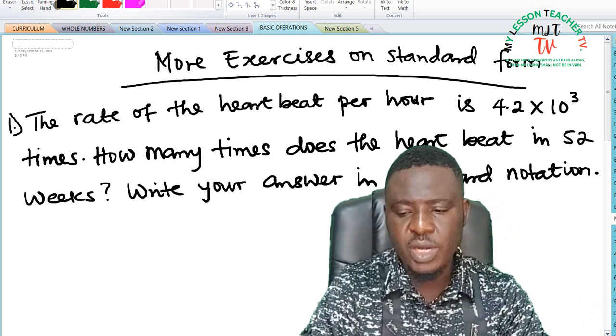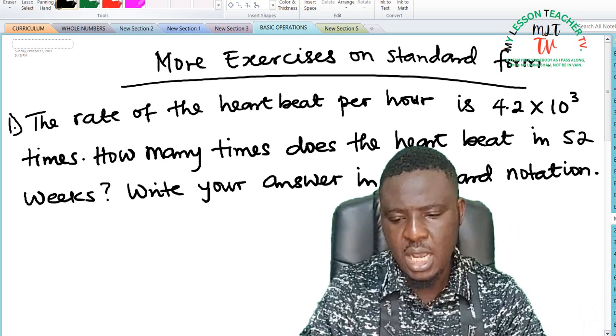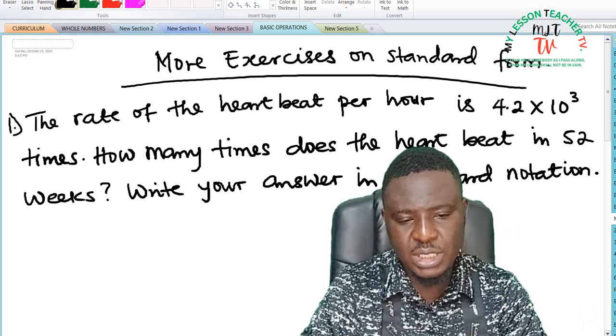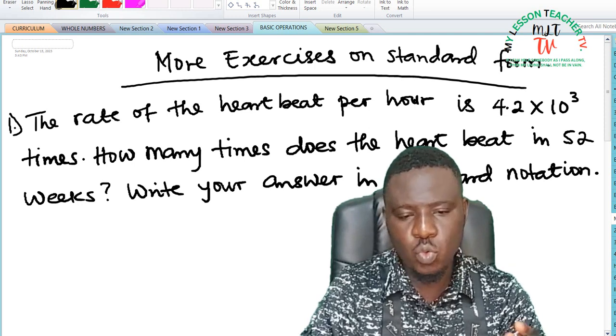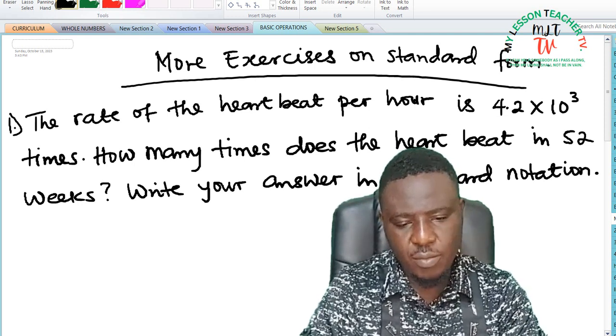Question 1 says, the rate of the heartbeat per hour is 4.2 times 10 raised to the power of 3 times. How many times does the heart beat in 52 weeks? Write your answer in standard form.